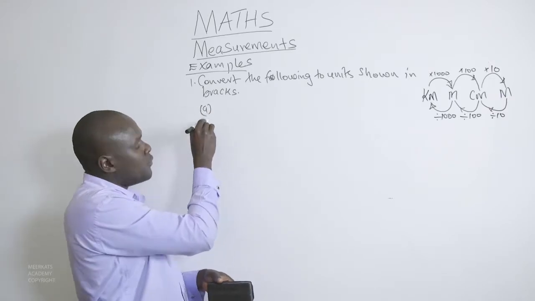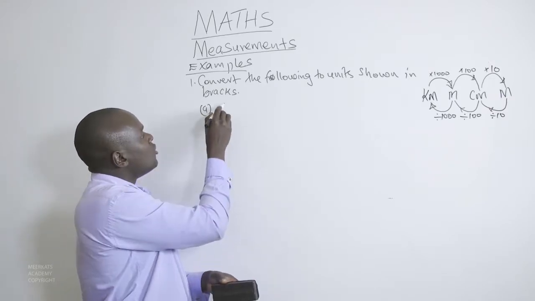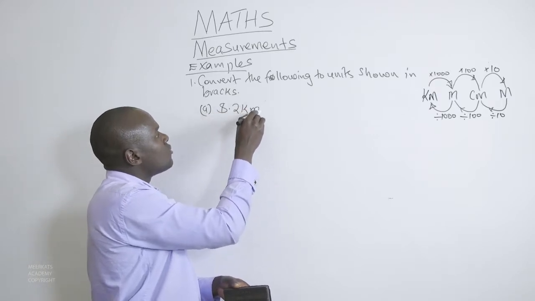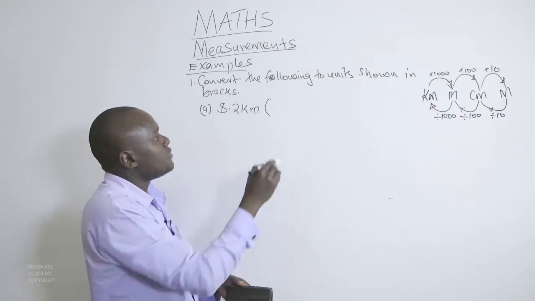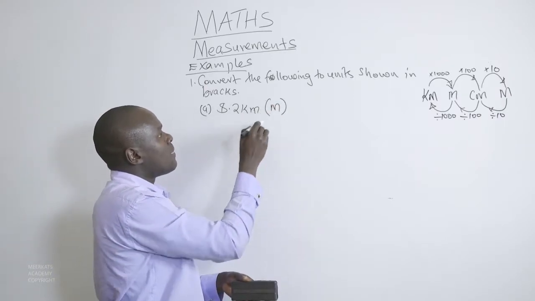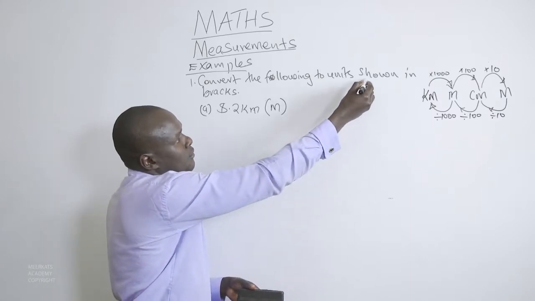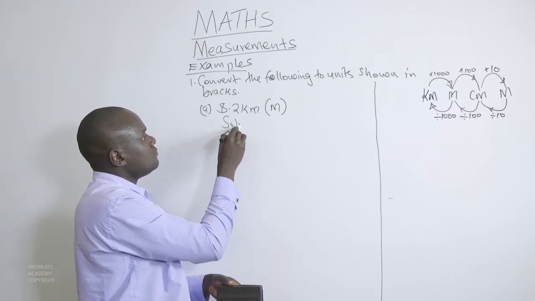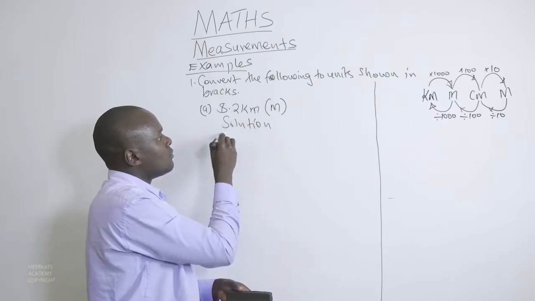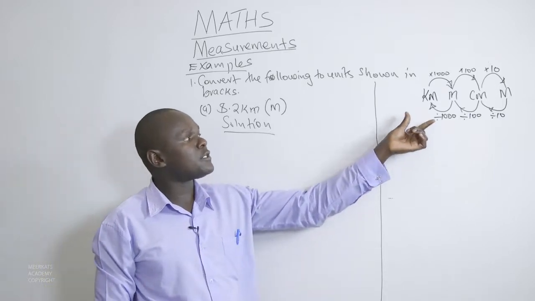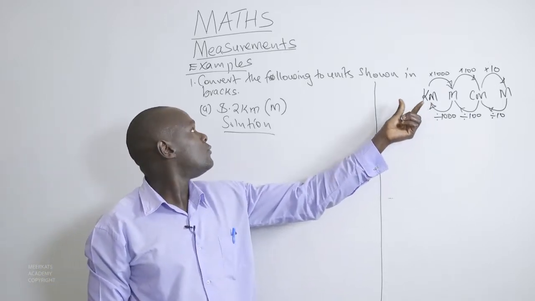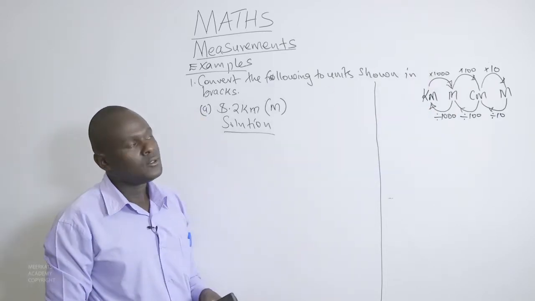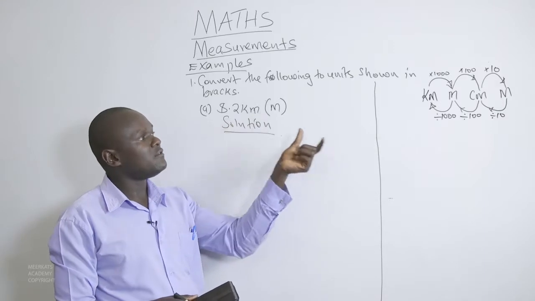Part A, we convert 8.2 kilometers to meters. When we move to this flowchart of ours, we have learned that if you are moving from kilometers to meters, you multiply by 1,000. You simply multiply kilometers given by 1,000.